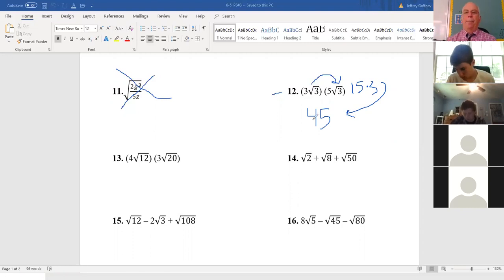All right. I'm going to skip to, let's go to number 14. Try number 14. I'll give you a couple minutes. What you want to do, now we're adding, so we have to have like radical expressions, like terms, right? So the approach on this should be to simplify. We can't simplify radical 2. That's as simple as it's going to get. But we can simplify radical 8 and radical 50. And what I mean by that is you can bring some of those nice perfect squares out from underneath that radical. And hopefully you will have some like radical expressions or like terms. So approach it that way.